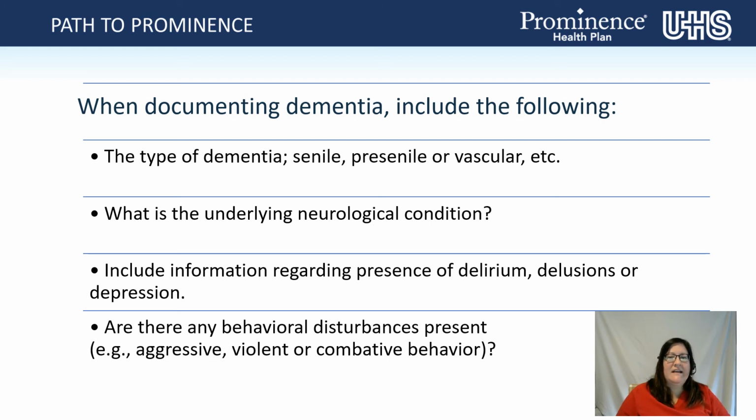Best practice for documenting dementia would be to include some or all of the following. Specifically the type of dementia. Is it senile, pre-senile, vascular, etc.? Is there an underlying neurological condition? Any information regarding presence of delirium, delusions, or depression? And are there any behavioral disturbances present? Any aggression, violence, or combative behavior?